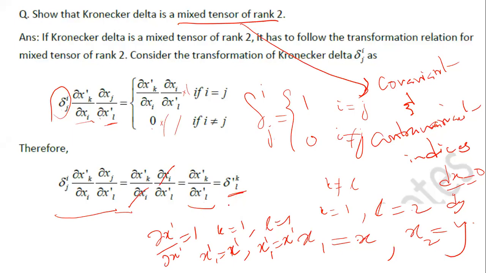So if you look at this, the Kronecker delta in the prime coordinate system is this, the Kronecker delta in the unprimed coordinate system is this, and the transformation coefficients are this. So the transformation coefficient clearly shows that this is a mixed tensor of rank 2. It involves two partial derivatives, and corresponding to the k and i indices, you have partial derivatives in which x k prime is in the numerator and x i is in the denominator, and like that.